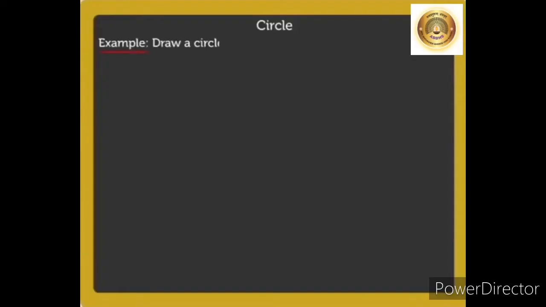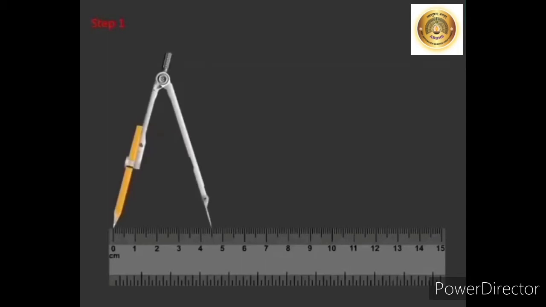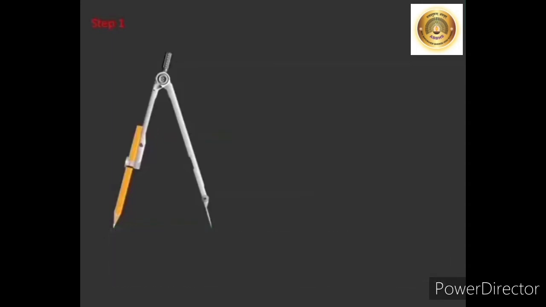So students, let's take one more example. Draw a circle with radius 4.5 centimeter. Now step 1. Take a ruler. With the compass, take a distance of 4.5 centimeter. See, this distance in the compass is 4.5 centimeter.